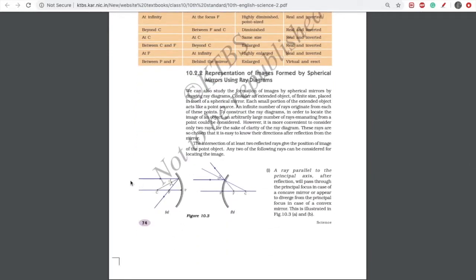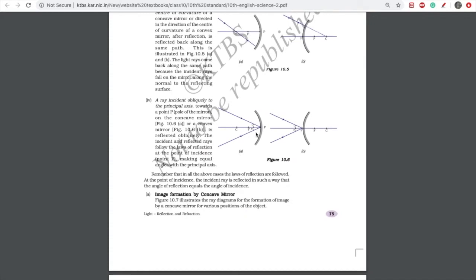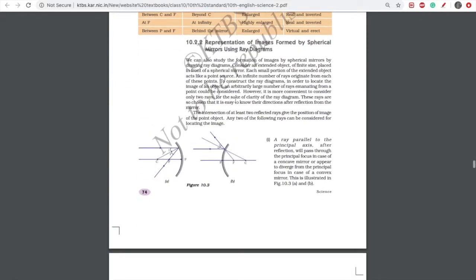First one is if the ray is coming parallel to the principal axis, it will go to the focus. If the ray is going through the focus, it will become parallel to the principal axis. If the ray is going through the center of curvature, it will come back in the same direction. And if it is oblique to the principal axis, it will be reflected back obliquely to the principal axis with the same angle. So these are the four rules.